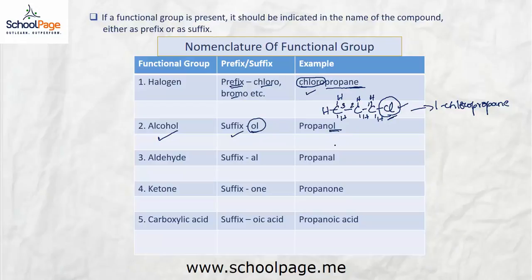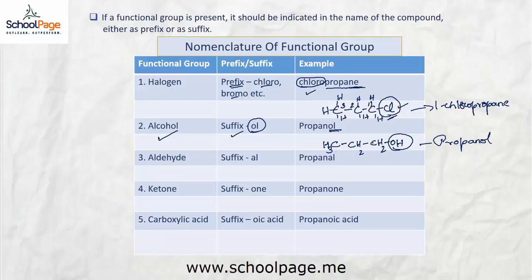So it is the same compound. I write the condensed molecular structure: CH3, CH2, CH2OH. This is the condensed molecular structure. So here you can see this is the functional group, which is the OH group, and it is added as a suffix. So the name becomes propanol.